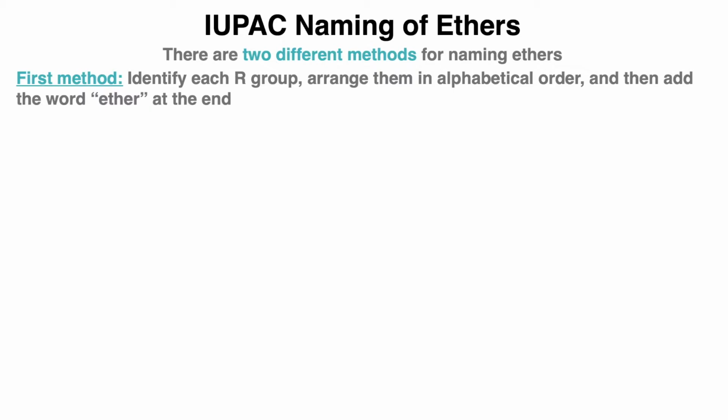The first way is to identify the R group on each side of the oxygen atom, arrange them in alphabetical order, and then add the word ether at the end of the name. In this example, let's identify the groups on each side of the O. To the left, there are two carbons, which means that this is an ethyl group. And then to the right, there is one carbon, which means it's a methyl group. Since the E in ethyl comes before the M in methyl alphabetically, we're going to list the ethyl group first and then the methyl group second. So the name of this molecule is ethyl methyl ether.